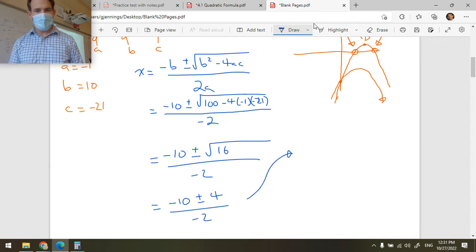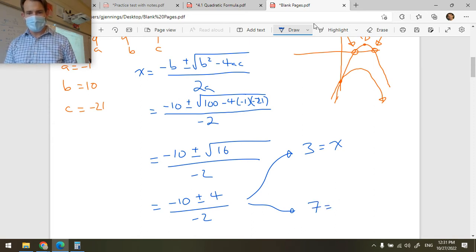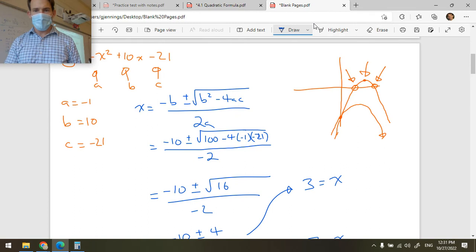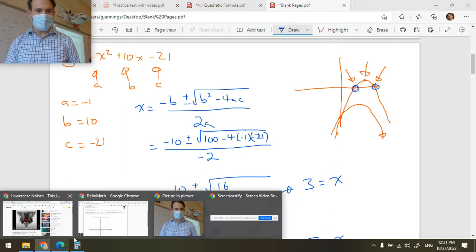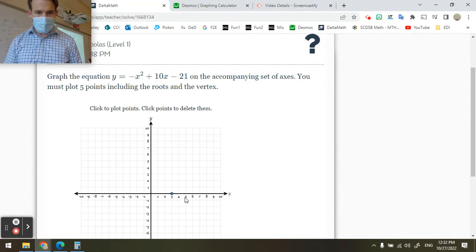Okay, this is going to give us two options of what the roots are going to be. Negative 10 plus 4 is going to be negative 6 over negative 2. That is 3. So 3 equals x. And then negative 10 minus 4 is going to be negative 14 over negative 2, which is positive 7. 7 equals x. Okay, so now I know that this was 3 and this is 7. So let's go ahead and plot those in Desmos. So I know that 3 and 7 were two of these points.